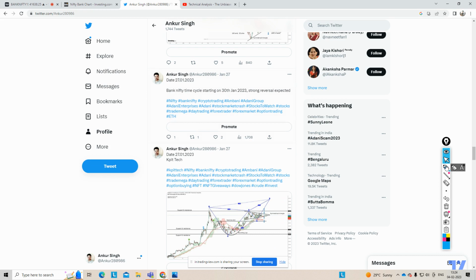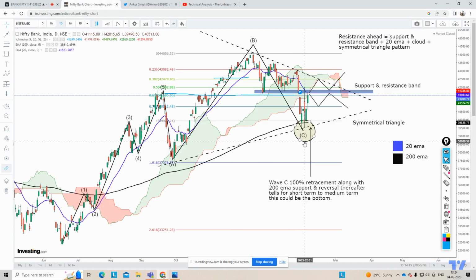Yeah. So on 27th of Jan, I tweeted that a Bank Nifty time cycle starts from 30th Jan and a strong reversal is expected. If we all see, from 30th it made a bottom of around 39,419, and from there it pulled back almost 2,000 points. I'm not calculating this, but it almost pulled back 2,000 points from there. Now for the coming week, Bank Nifty is in a very interesting position.